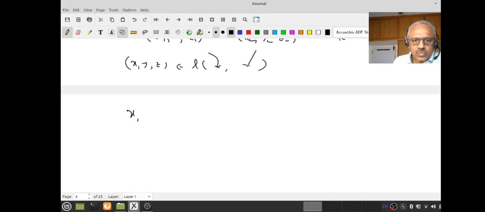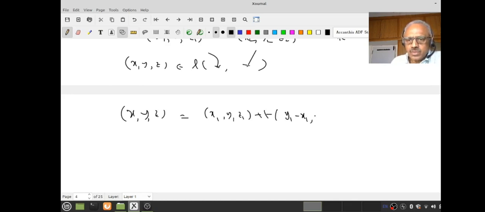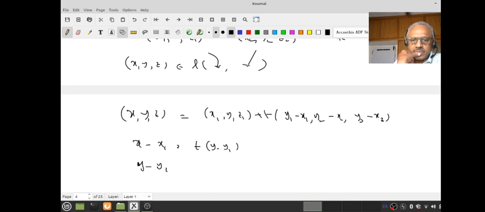That means XYZ must be equal to X1, Y1, Z1 plus T times (Y1 minus X1, Y2 minus X2, Y3 minus X3), right? Therefore X minus X1 equals T times (Y1 minus X1), and Y minus Y1 equals T into... I hope I am writing it correctly, just to make sure, Y1 minus X1, you see that?